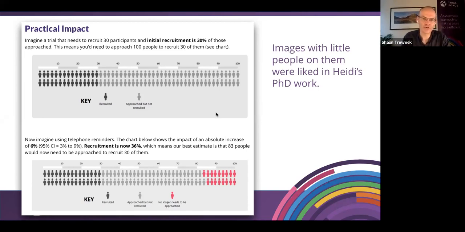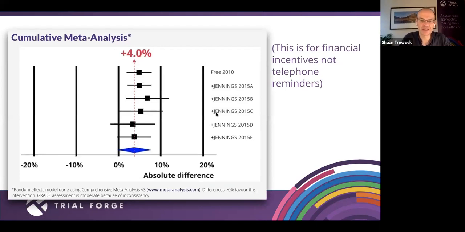So we do that for all of the ones we do, and we imagine a trial. For the recruitment ones, we always try and stick to the example of needing to recruit 30 participants, and we use the same example. And then we give this cumulative meta-analysis. This is not telephone reminders, this is financial incentives. The idea with showing this is that it shows people how the evidence is developing, and whether it's starting to settle. Is it starting to become something we think is consistent? This is the size of the effect now. It's settled. All the evidence is converging.